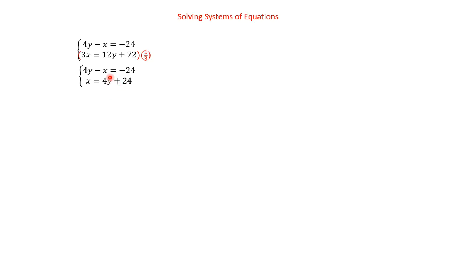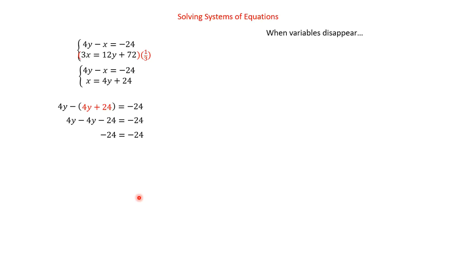Then we can substitute it in for this x. So 4y minus x, 4y plus 24 equals negative 24. Distribute the negative. The 4y minus 4y is 0. So we get negative 24 equals negative 24. Oh no, look what happened. Our variables disappear. But that's okay because we know what to do when variables disappear. What's left is either going to be true or false.